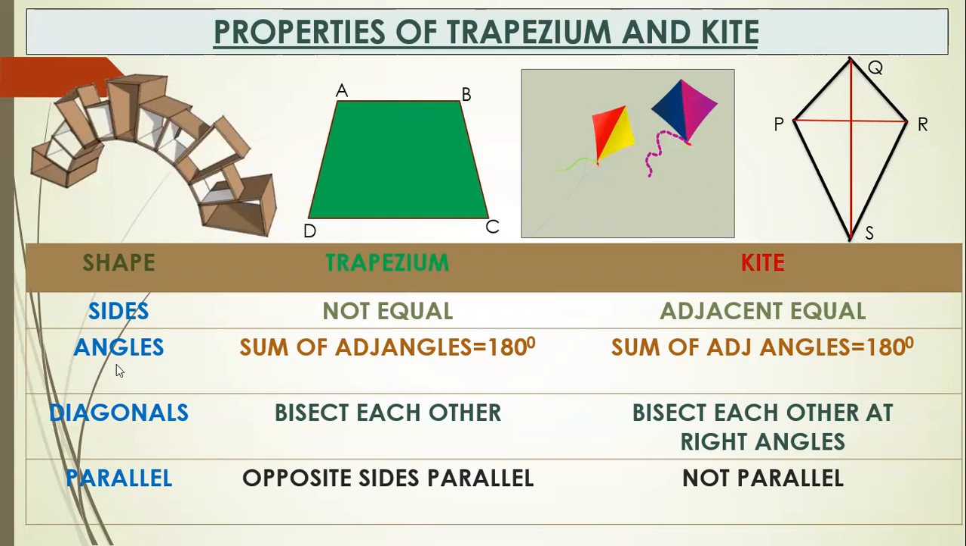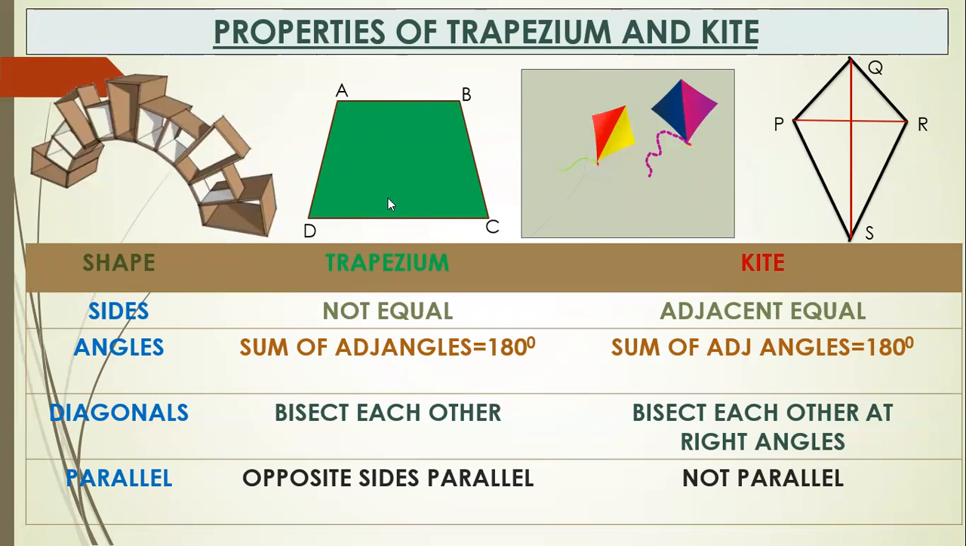Now about the angles. In a trapezium, the sum of the adjacent angles, when you add angle A with angle D, will be 180 degrees. In a kite also, when you add the adjacent angles, this angle and this angle, when you add these two angles, that will be equal to 180 degrees.